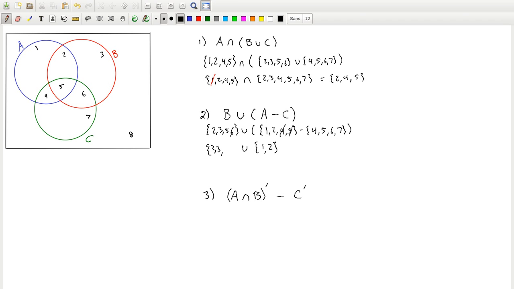Now we'll copy down the rest of the problem, 2, 3, 5, and 6. Now to union these two together, we take everything that is in either one of the two sets.